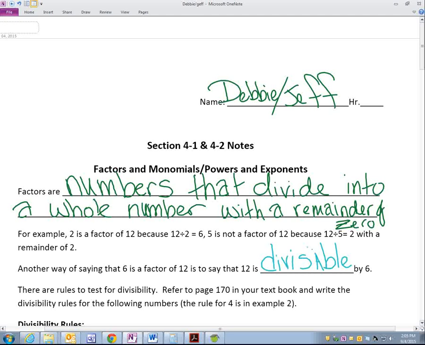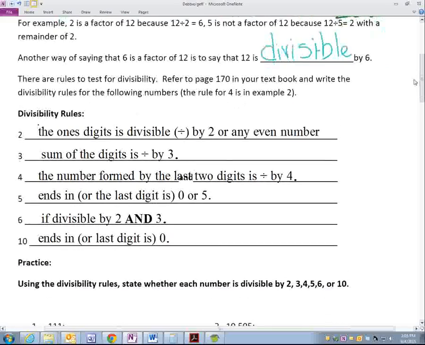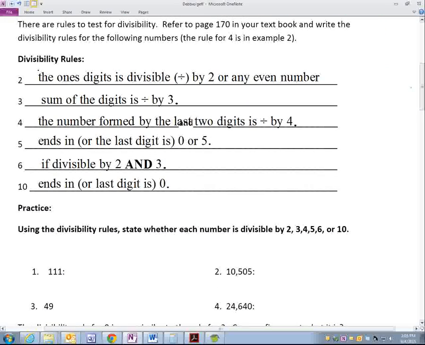No, it is divisible. I second guess myself. It's not able. Yeah, I had it right the first time. I just second guessed myself. It's divisible by 6. There are rules to test for divisibility.